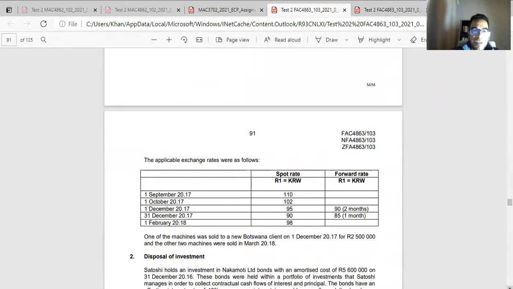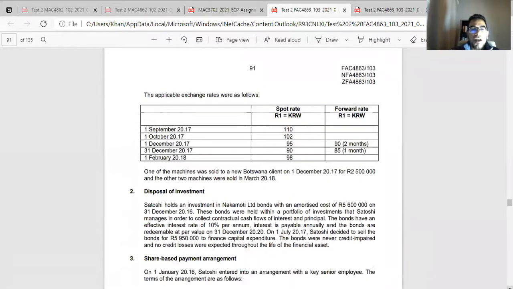And then they're giving us the applicable exchange rates. They're giving us an exchange rate on 1 September. So I might just take a note now. They're giving it as 1 Rand equals how many KWRs? We want it the other way around. Okay, so we will see how we'll deal with that.